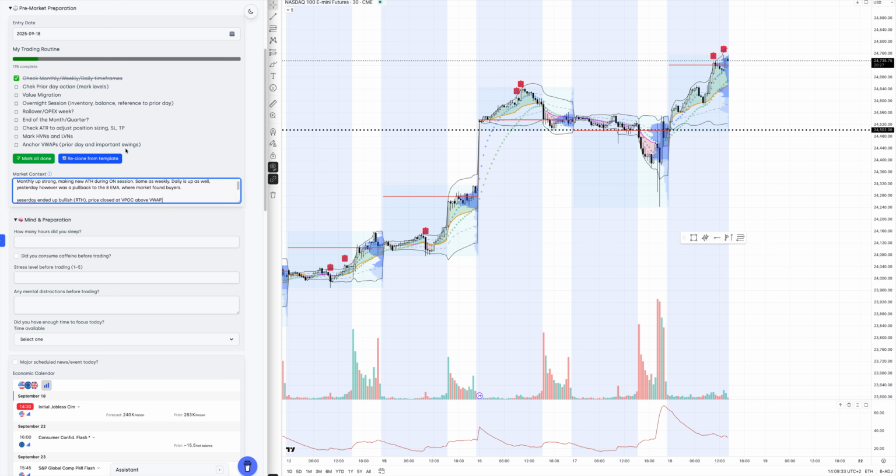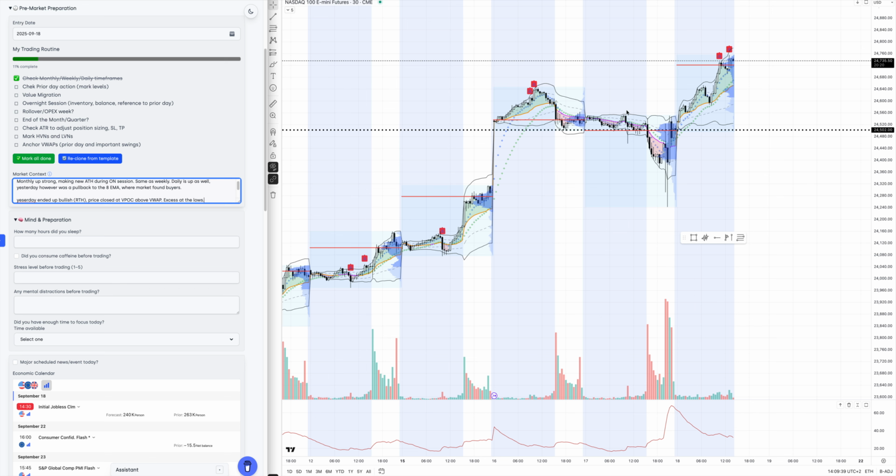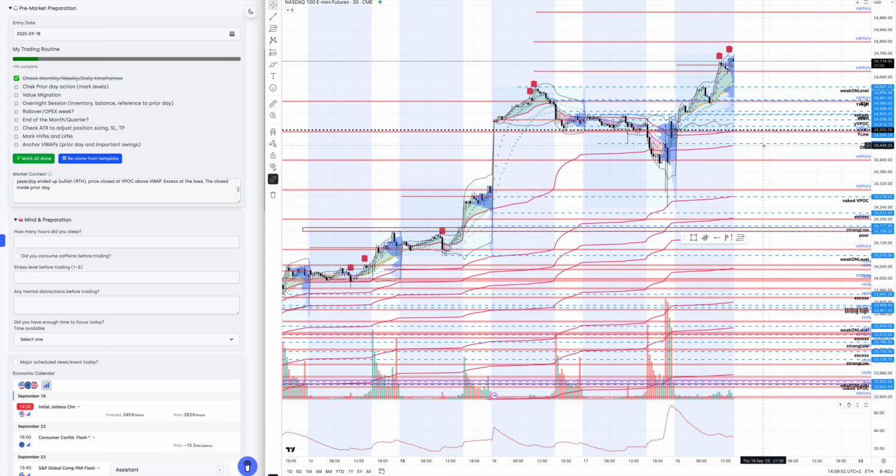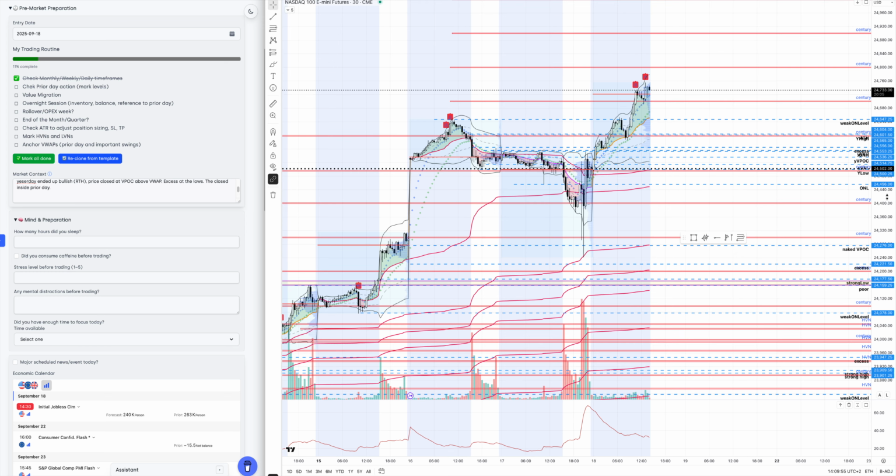VWAP, excess at the lows, right? However, was an inside day, right? Ended up closing inside the prior day. Okay, then now I display my levels, then I go from there.